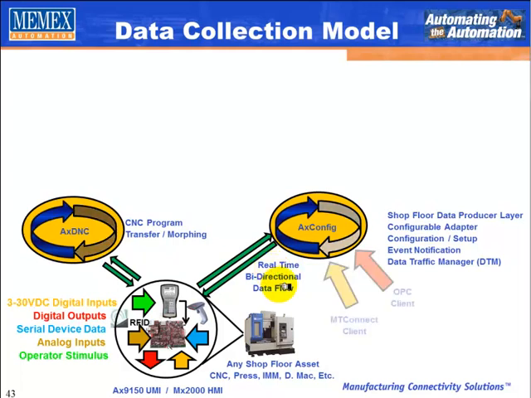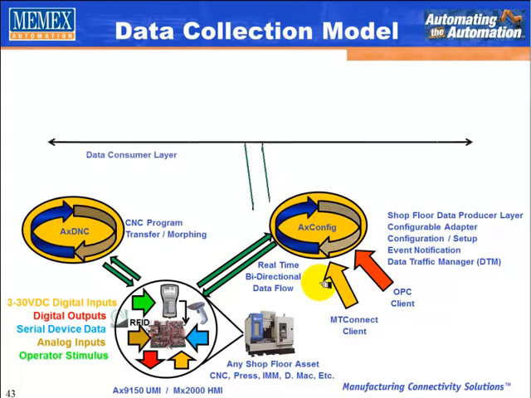The trick in this particular data traffic manager is it really is the whole configuration and setup and then managing all the data that goes through in relation to that machine. It could also be OPC client data as well as MT Connect data. So once the signals are conditioned and it's appropriate, send it back up into the network to the data consumer layer.